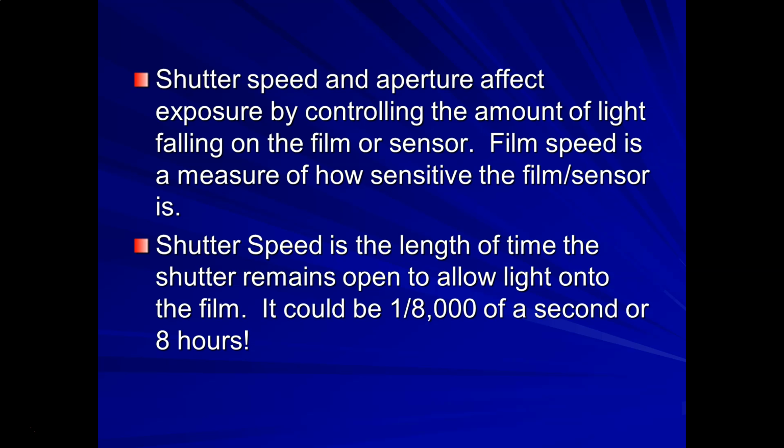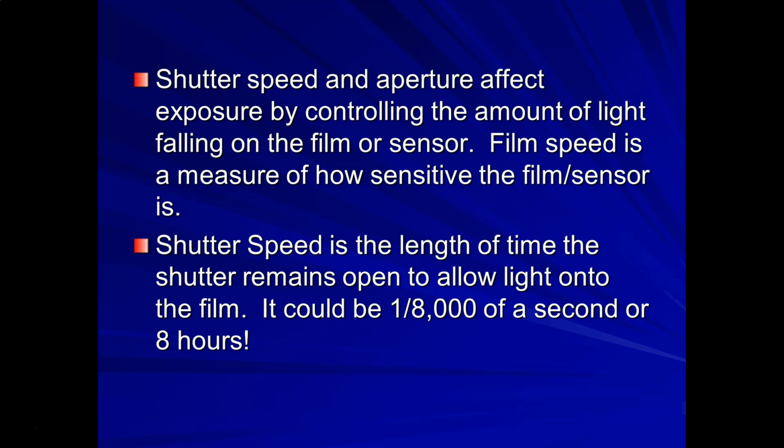It could be something very, very short, like, see that number here? Just take a few moments to see what that says. It says 1/8,000th of a second. So imagine a second split into 8,000 bits. It's one of those bits. That's if you've got a lot of light available, so you don't need the shutter to be open for very long before the right amount of light falls on the sensor there.